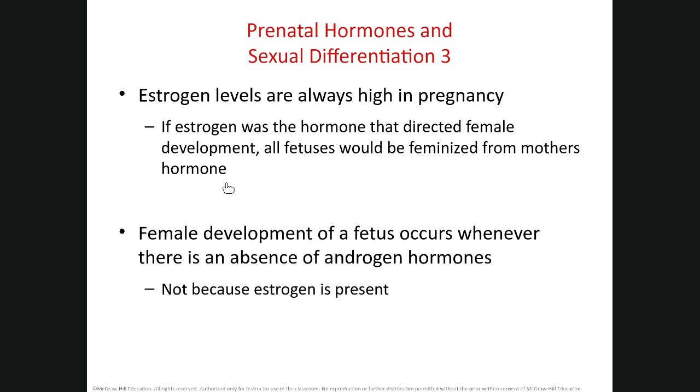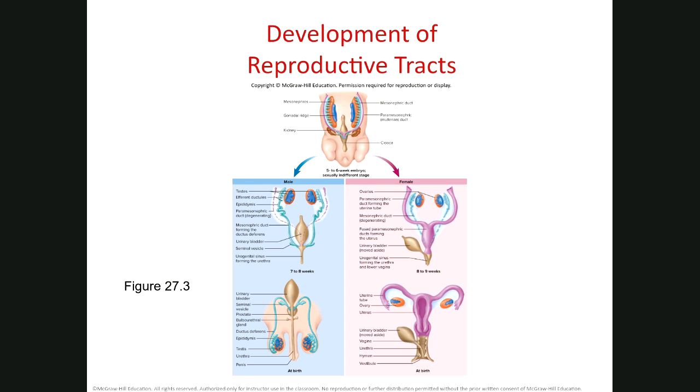Now, in pregnancy, the estrogen will be high. If there is no testosterone present, estrogen can be a very strong influence, and all fetuses would be feminized from the mother's hormone. Female development of a fetus occurs when there's an absence of androgen hormones, not because of too much estrogen. In the female, there is an absence of androgen because there's no Y chromosome.